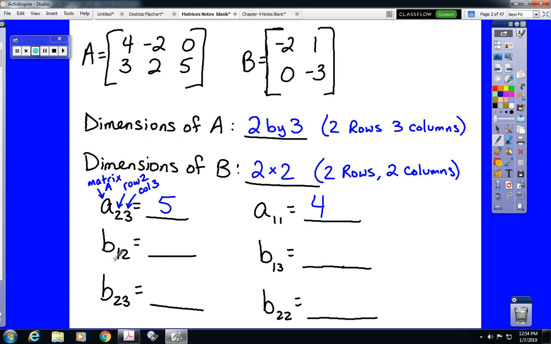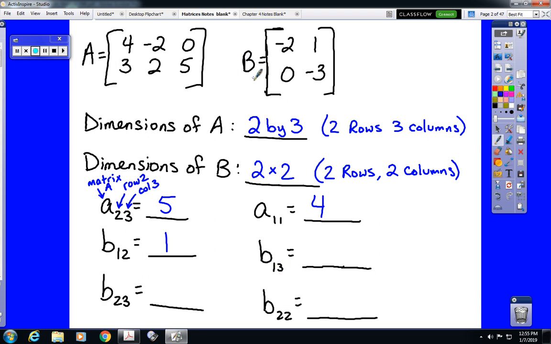Now we get a subscript B that tells us matrix B, row 1, column 2. Matrix B, row 1, column 2, that is a 1. Now usually people are okay with this until they see one like our next example, B1, 3. That's telling us to look at matrix B, row 1, column 3.